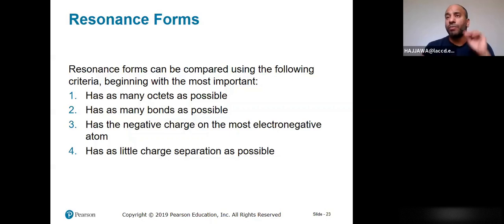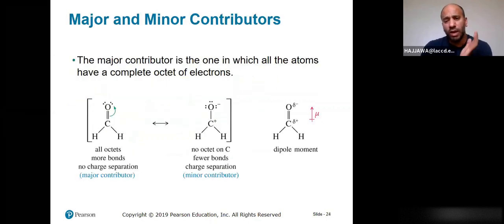The third, the negative charge to be on the more electronegative atom. If I have 2 structures, one of them has a negative charge sitting on nitrogen versus oxygen, I will pick the one that's sitting on the oxygen because it's more electronegative. And the fourth, obviously, is fulfilling the octet rule. I may have the other 3 fulfilled, but if it's not fulfilling the octet rule, it's not going to be a major contributor. So let's look at an example.